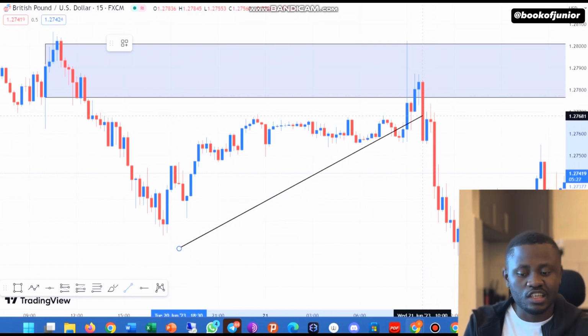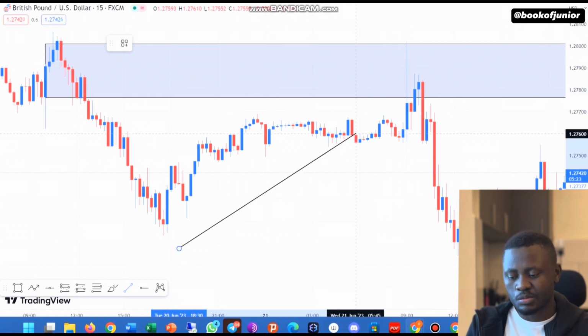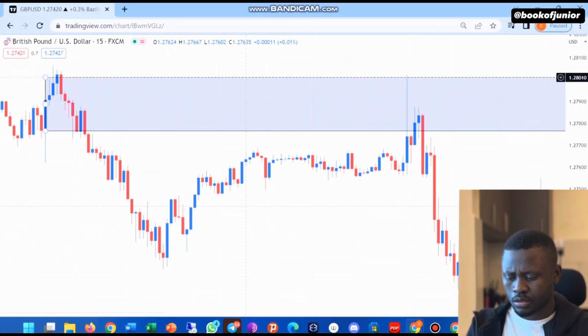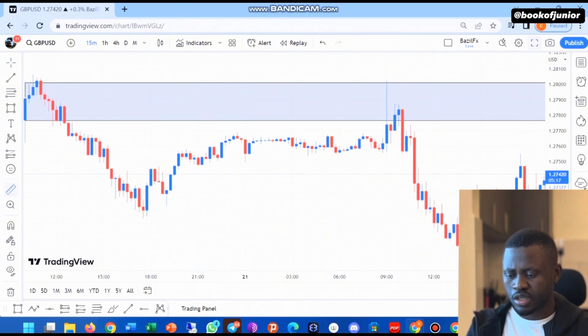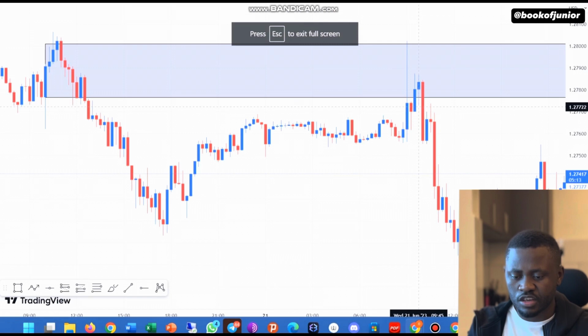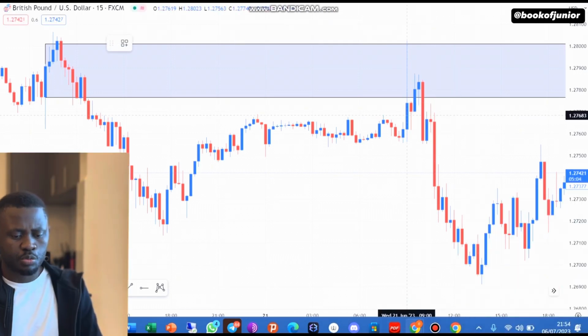Then I wait for this pullback to the zone here. So this is where I was taking my trade and then putting my stop loss either here or even up here. So let's measure out how much would be risked and how much would be our target. You choose your measure tool just like this. So I would be taking my trade exactly at this level right here. So we select our short position.